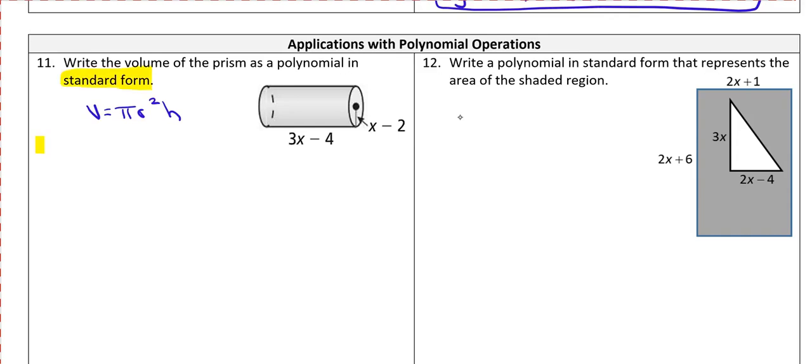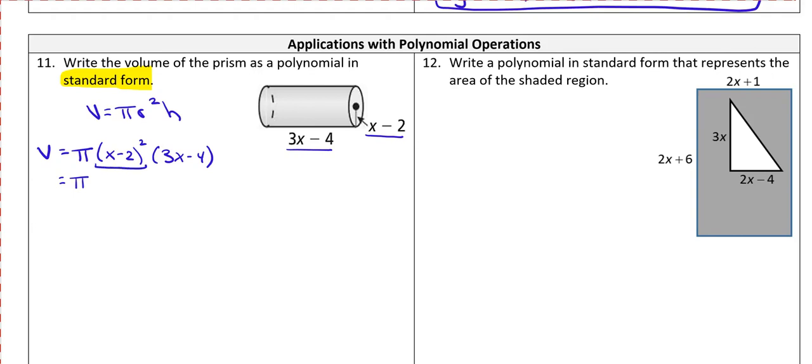All right, so let's fill in what we know. We are trying to find this, so we're going to leave pi alone. Don't change it to 3.14. Leave it as pi. The radius is going to be this x minus 2 expression on the circle, and our height will be this 3x minus 4. Now, one thing I will bring your attention to is we want this in standard form, so we have to multiply all this out. So some words of advice: start with powers first, and also don't mess with pi until the end. Leave it alone until your very end of the problem.